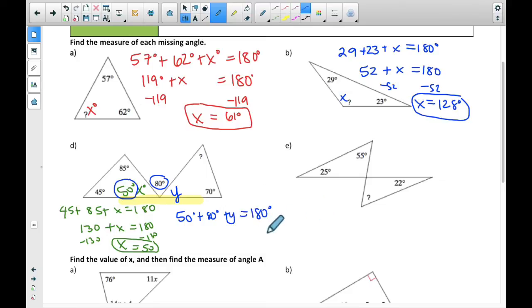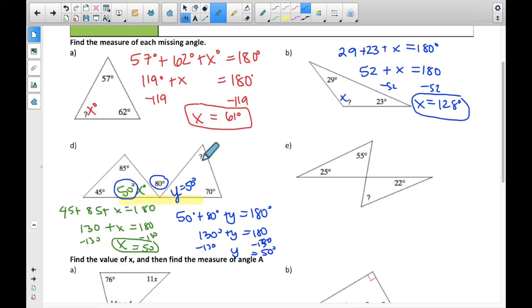All right, now you might be thinking, how'd you get 180? Because 180 is supposed to be a triangle, right? But it's also a line. 180 is a line. So I add these up, and they should add up to 180. Okay, 50 plus 80 is 130. And so now I'm going to subtract that 130 again. This comes out to be 50 degrees, which is coincidentally what it was over here. It doesn't always happen this way, but it happens that way here.